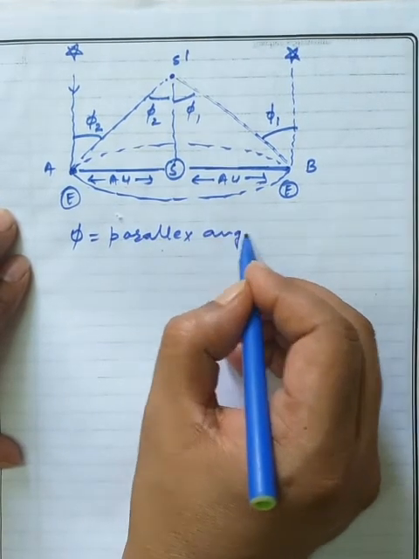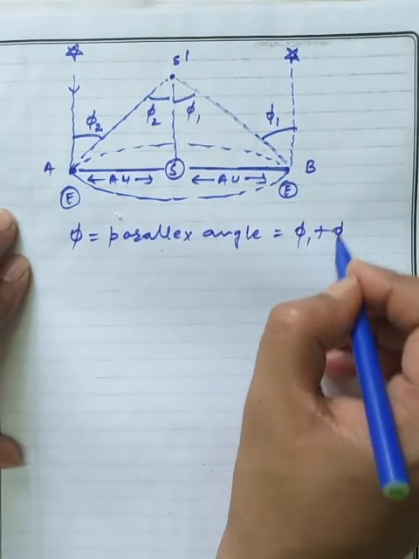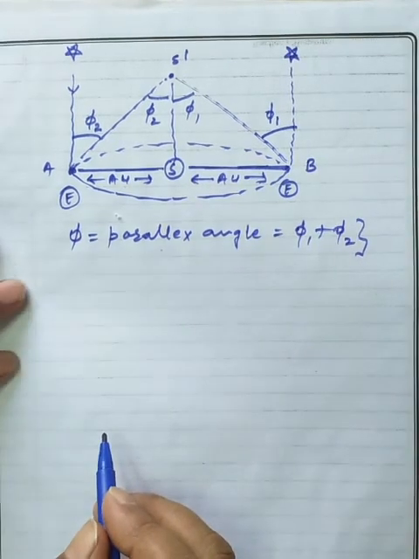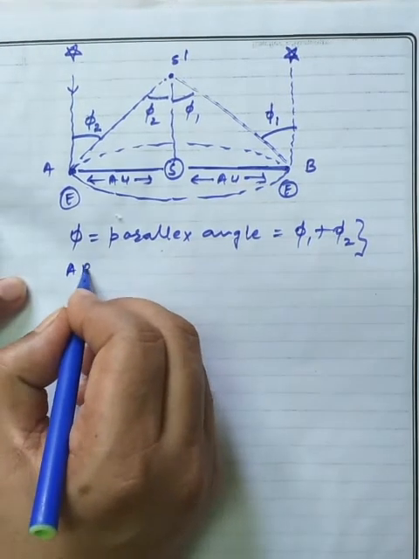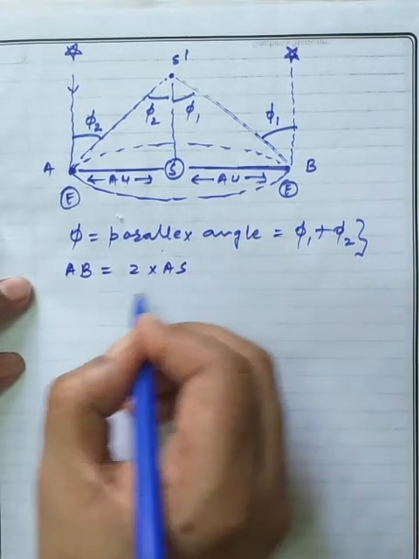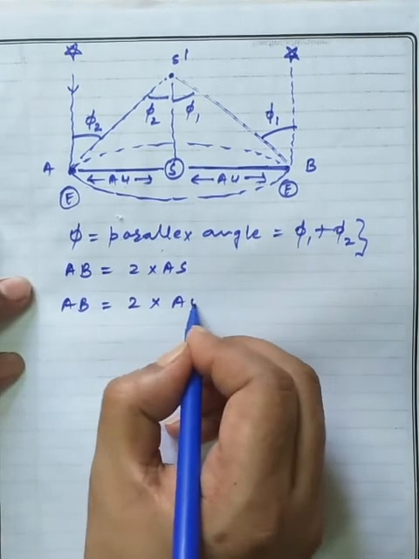Parallax angle is the sum of phi 1 plus phi 2. So that is generally the meaning of the parallax angle. Now, what is the basis? The basis is called AB, that is 2 times AS, and we know that AB is equal to 2 times AS, where AS is called the astronomical unit.